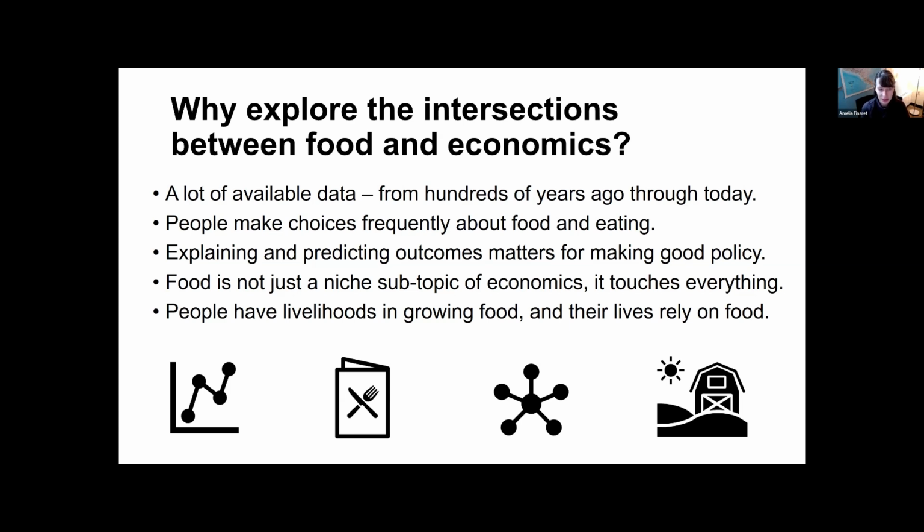We want to use economics as well to be able to explain and predict outcomes, to be able to make good policy. So a lot of you might become policymakers, and what you're going to want to do is have a good sense of what's going to happen when a policy is implemented. And also, of course, what possible unintentional consequences that policy might have.